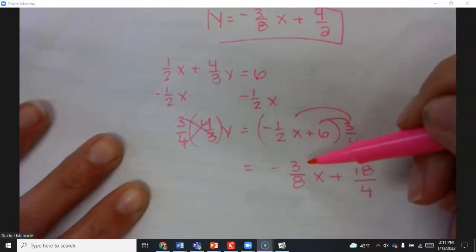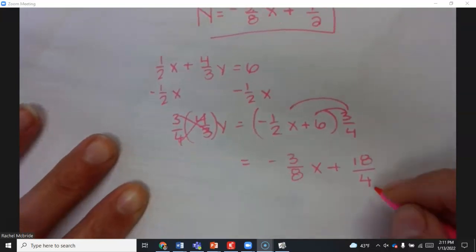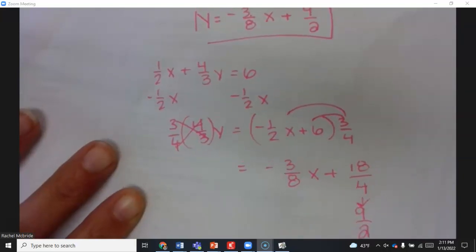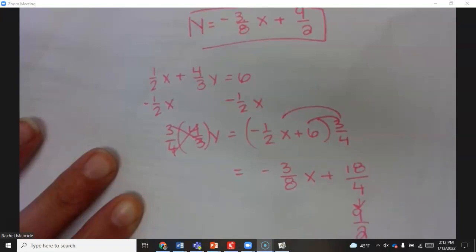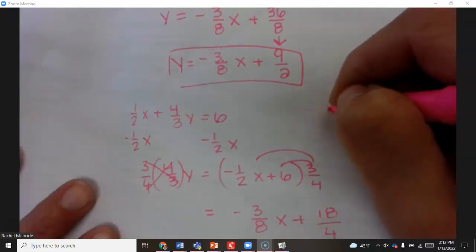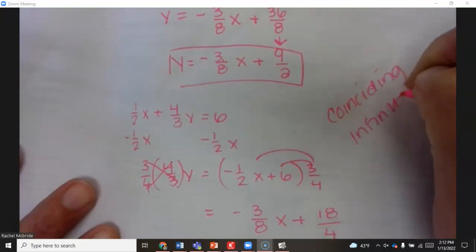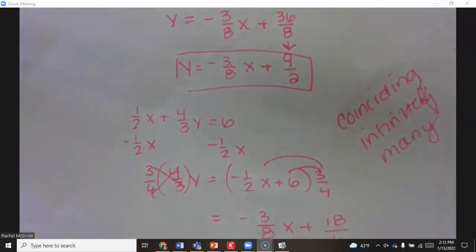So what you should notice is that they had the same slope. So at this point, they're either parallel or coinciding. 18/4 reduced to 9/2, which meant that the lines were coinciding. It meant they were the identical line. So if the lines are coinciding, that means you have infinite solutions. Questions, comments, concerns?